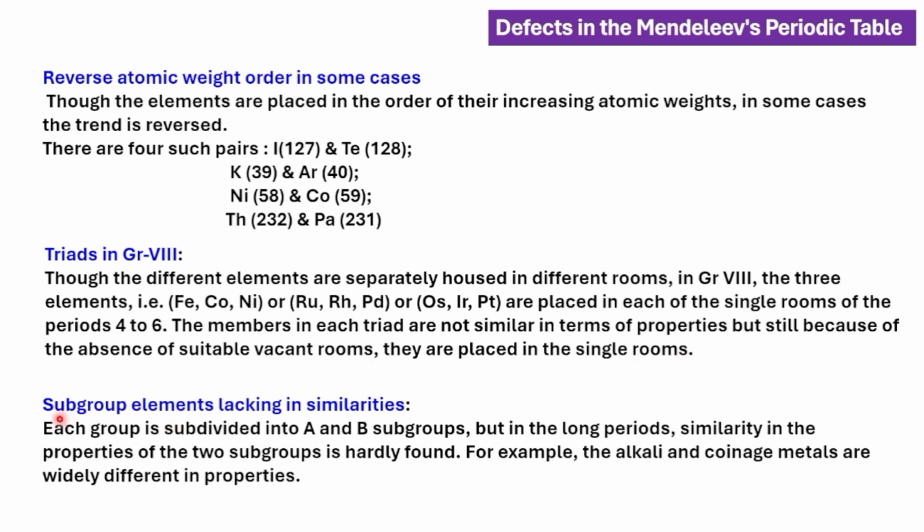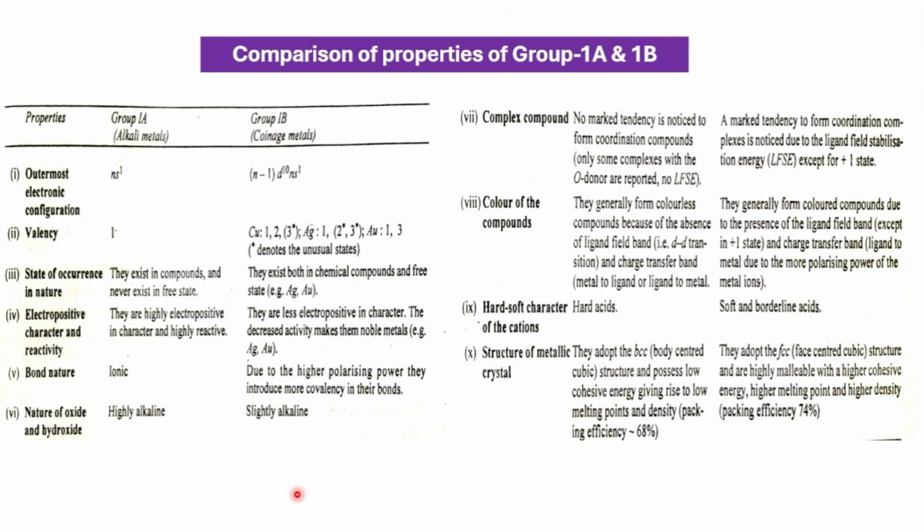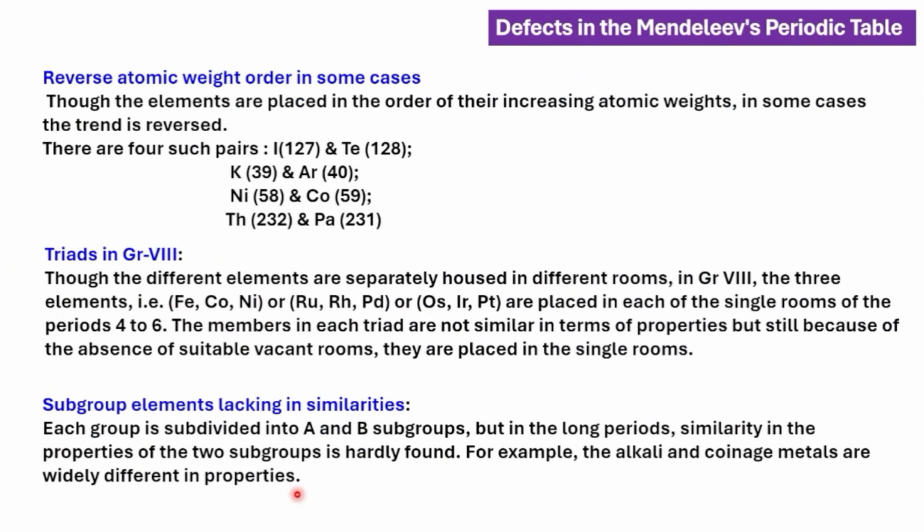Now, the next one is subgroup elements lacking in similarities. Each group was subdivided into A and B subgroups. But in the long periods, similarity in the properties of the two subgroups is hardly found. For example, the alkali and coinage metals are widely different in properties, as I have shown in the previous slides, in the comparison of 1A and 1B elements. They are kept close to each other, but they have completely different properties.